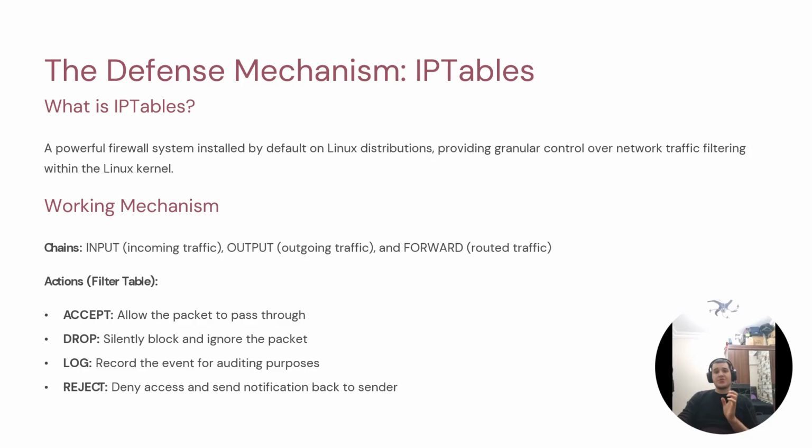The logic is straightforward. When a packet enters the network, IPtables checks it against a list of filters and decides its fate. It can accept the packet and let it pass. It can log the activity for future analysis, or it can drop or reject the packet, efficiently blocking the intrusion. Once Snort detects a threat, IPtables is the component that enforces the response.